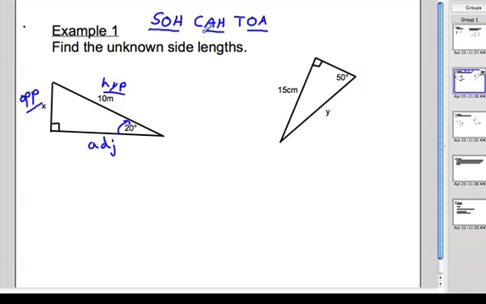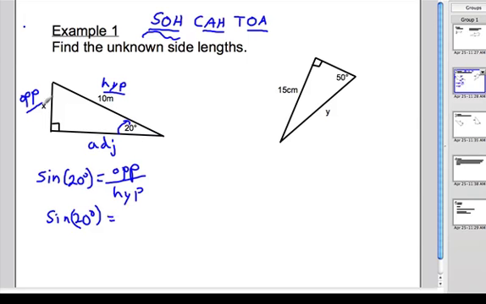So if you look at the ratios, which one uses opposite and hypotenuse? That would be sine. So we're going to use the sine ratio to find x. Let's write down what the ratio means. Our angle is 20 degrees, so the sine of 20 degrees is the ratio opposite divided by hypotenuse. Sine 20 degrees equals, and the opposite is x, the hypotenuse is 10, so you're going to have x out of 10.